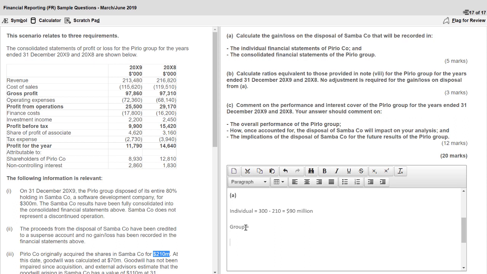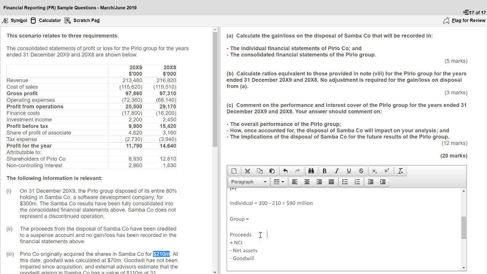So in the group, what have we got? Let's just do a little working. It's up to you, I'd set out a pro forma. You've got your proceeds, you then add on your NCI, you then deduct the net assets, and then you deduct the goodwill, don't we? Okay, nice and straightforward.